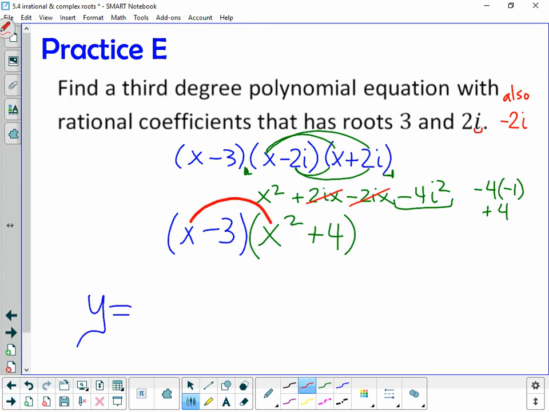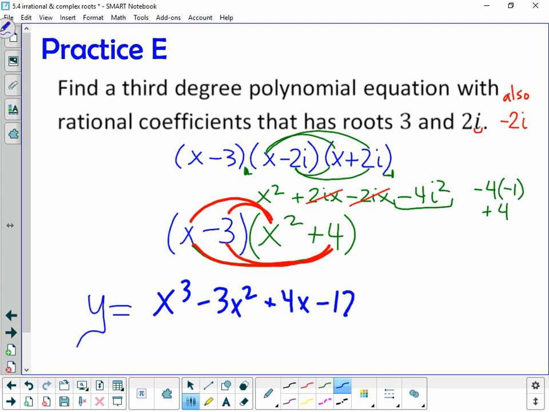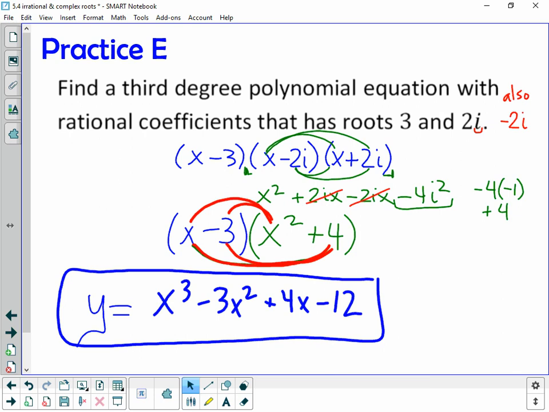So x times x squared is x to the third power. Negative 3 times x squared is negative 3x squared. 4 times x is a positive 4x, and 4 times negative 3 is negative 12. So here is our function in standard form.